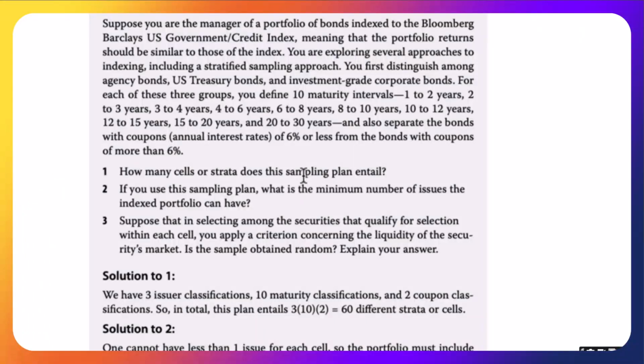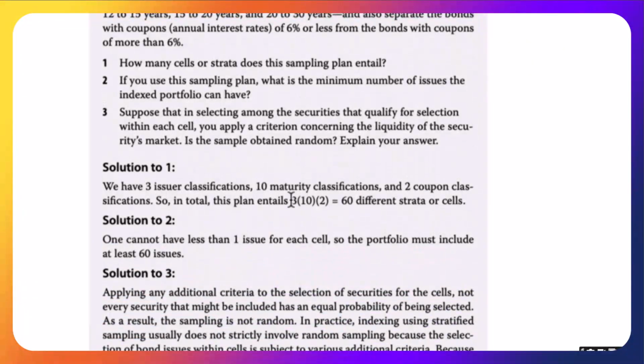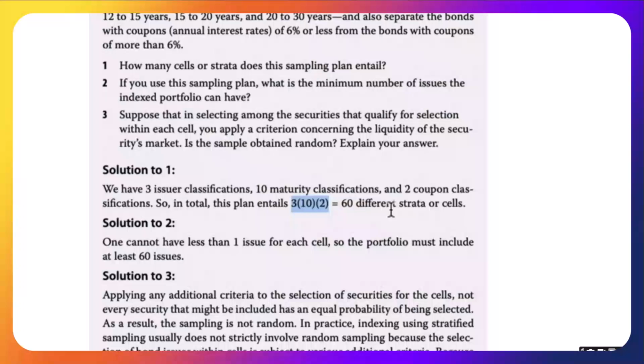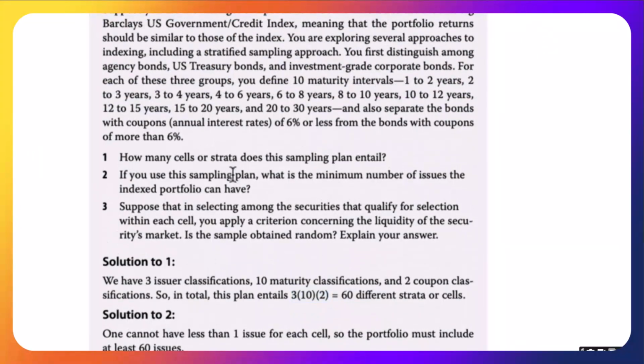We have 3 classifications. Within each classification, there are 10 divisions in terms of maturity intervals. Within each maturity interval, there are 2 more divisions in terms of coupon. So we just multiply 3 times 10 times 2. That's exactly what we do here. 3 times 10 times 2, 60 different strata or cells. Which we need to answer too.